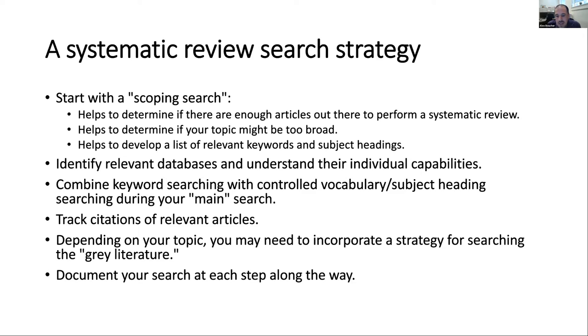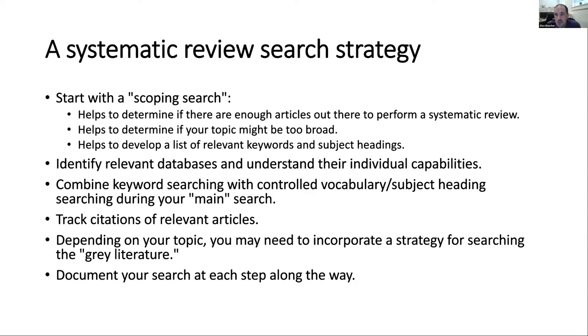So what you're trying to do with this is mainly three things. You're trying to determine, first of all, and at the most basic level, are there enough articles out there on my topic to justify performing a systematic review? Like we talked about, it's hard to put a number on that, like how many articles do you need for a systematic review? But in a perfect world, you would like to find at least 5 to 20 articles in your initial scoping search. So you want to be able to find that there are enough articles out there on this topic for me to do a systematic review.